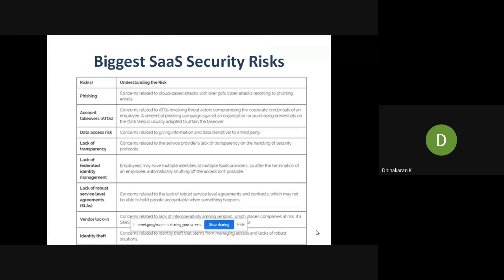I directly move on to the biggest SaaS security risks. This is the complete thing I took from research papers as well as some important blogs in security. So what are the risks, and how do we understand the risk in SaaS? When we talk about SaaS, this is not only for SaaS, it's completely based on all the resources, the hardware resources, virtual machines, and also your application.